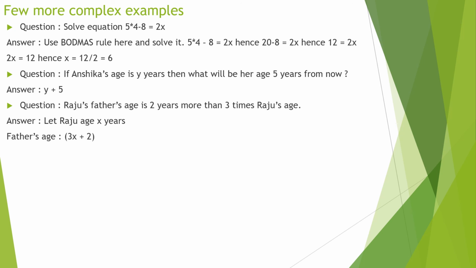So M comes first. We have to multiply first. So what we'll do, 5 into 4 equal to 20, minus 8 equal to 2x. 20 minus 8 is equal to 12, right? 12 equal to 2x, hence 12 divided by 2 is equal to 6. 6 will be your answer.